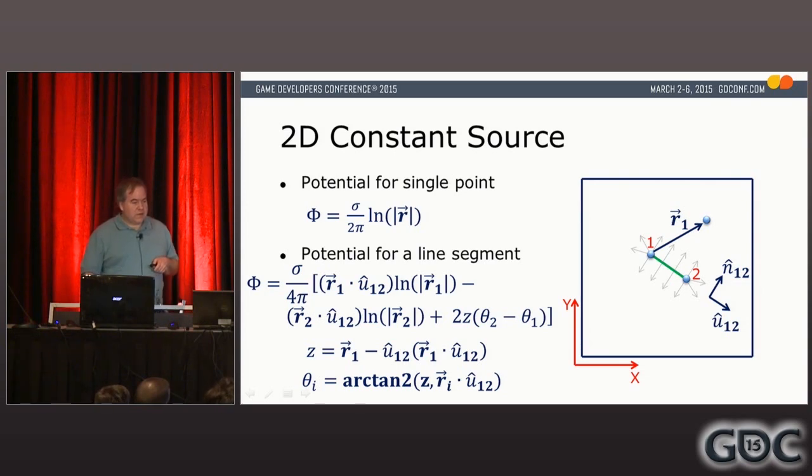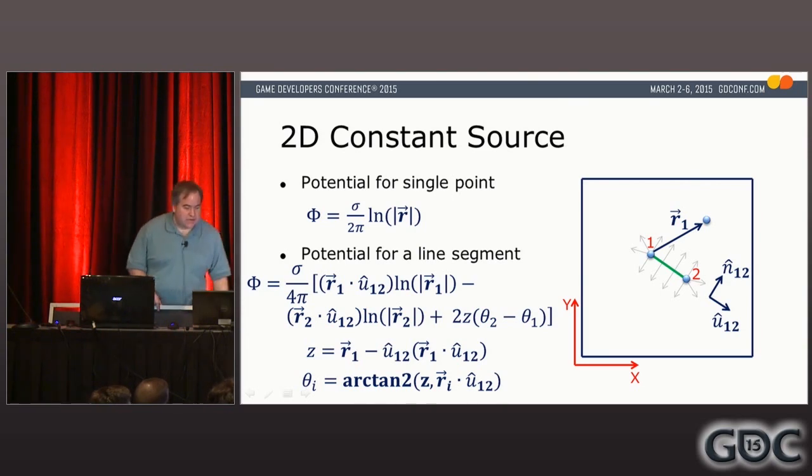Now, the first equation there is the potential for a single point. But we can also consider this to be a constant strength across the line segment. So we're actually emitting values away from the line segment instead of just from a single point. And that's a little bit of a more complicated equation. It's got a couple of logarithms in there, and it's got an arctangent. So it's expensive. We can deal with that later, but that's what the function looks like.